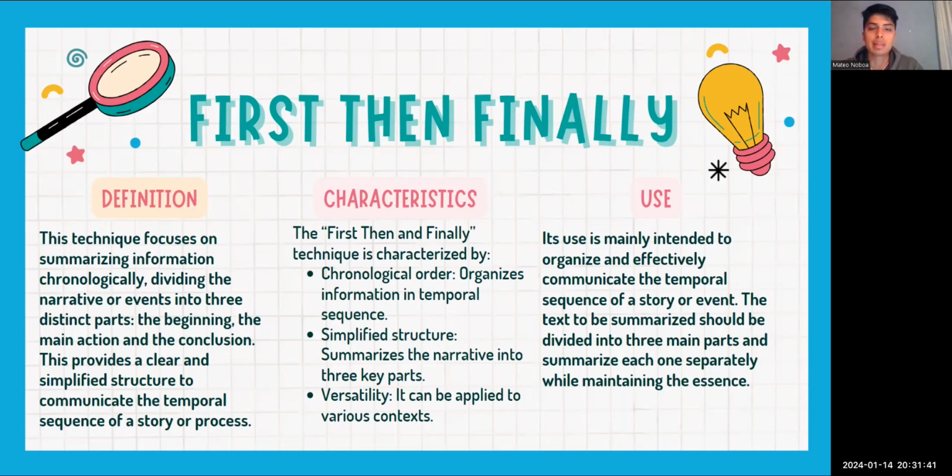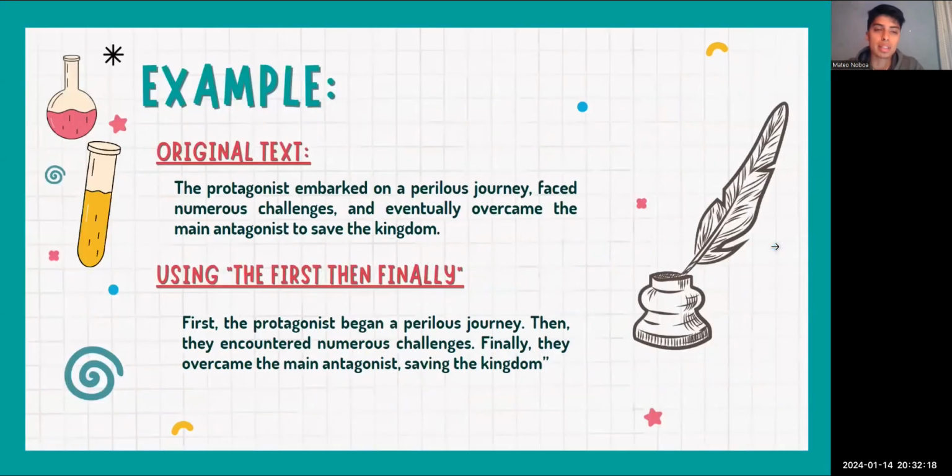Obviously, we've got a couple of characteristics about this strategy. The first one is chronological order, the second one is simplified structure, and the last one is versatility. That's one of the most interesting characteristics about this strategy. And the use of this methodology is pretty simple. Its use is mainly intended to organize and effectively communicate the temporal sequence of a story or event.